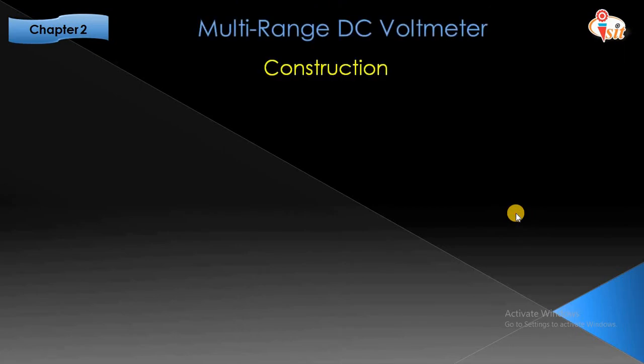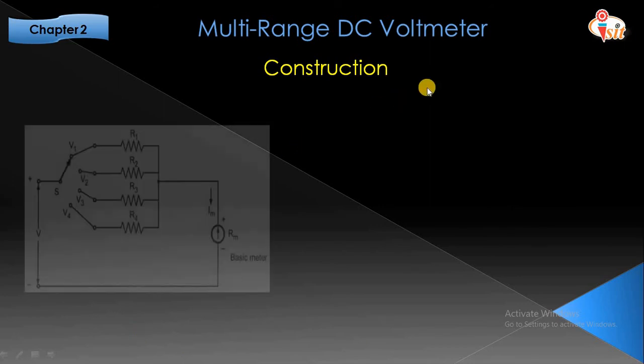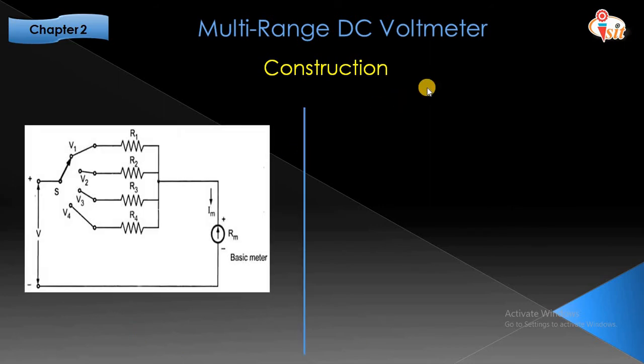In the next point, what is the next point here? Multi-range DC voltmeter. Multi-range DC voltmeter means what? This is a basic DC voltmeter, and these are the different multi-ranges V1, V2, V3 and V4. What is the purpose of these different ranges? The purpose of these different ranges is to obtain different values of voltage.